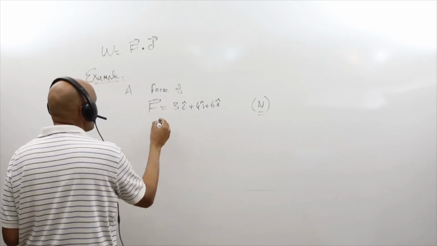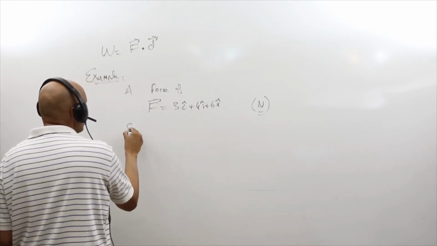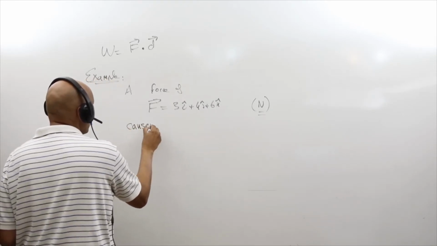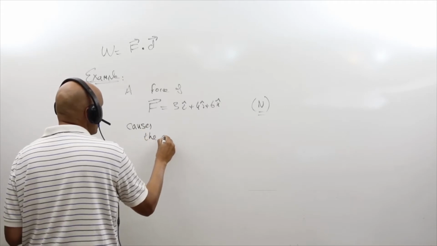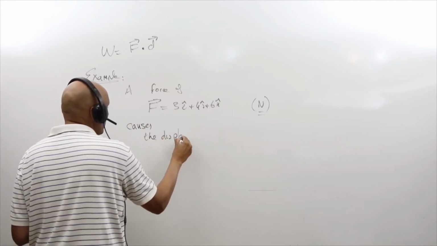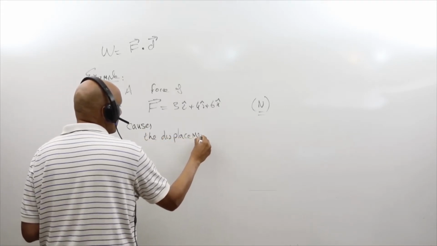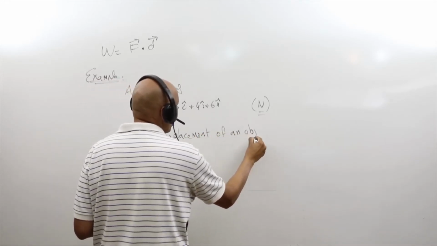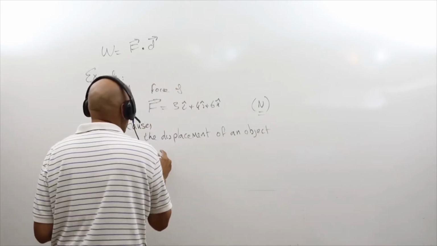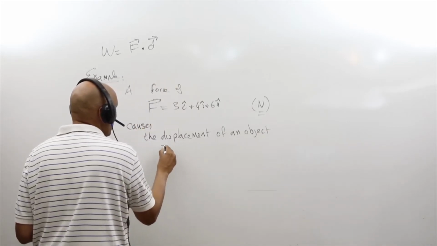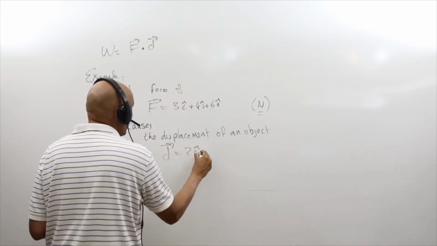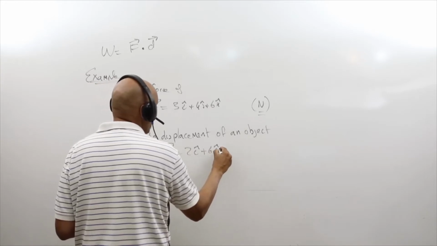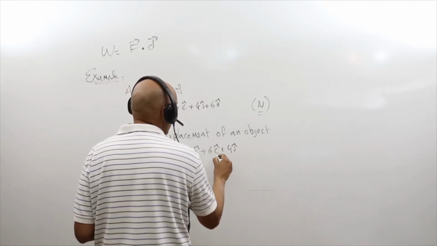And assume force of F causes the displacement of an object (2i plus 6j plus 4k).